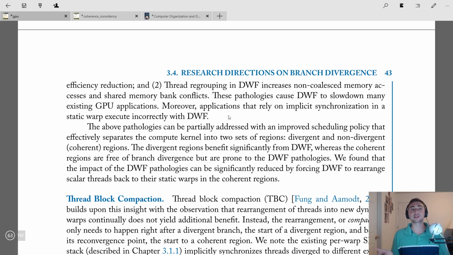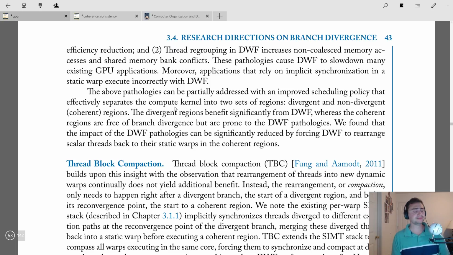So we're going to lose those contiguous accesses. That's really the second pathology that we're talking about here. Now, all hope isn't lost, so these can be partially addressed with an improved scheduling policy that effectively separates the compute kernel into two sets of regions, and those regions are divergent and non-divergent coherent regions, right?